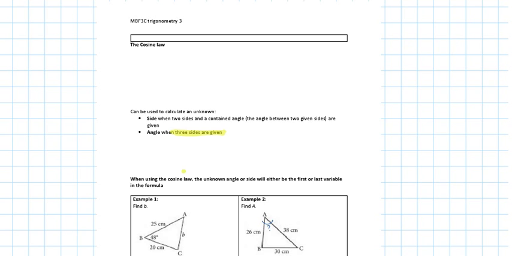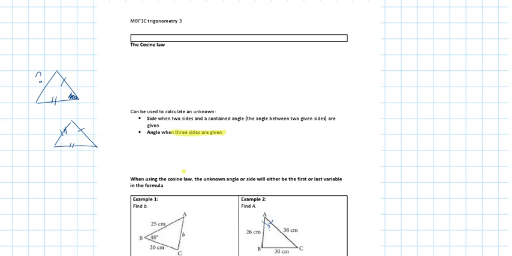Now, the other time that you're going to use cosine law is if you have two sides and what we call the contained angle. Contained means it's between the two sides. So if they give you the two sides and the angle between the two sides, then you can use cosine law to look for the third side. So here are your two options: either the two sides and the contained angle, or all three sides and you're looking for an angle.